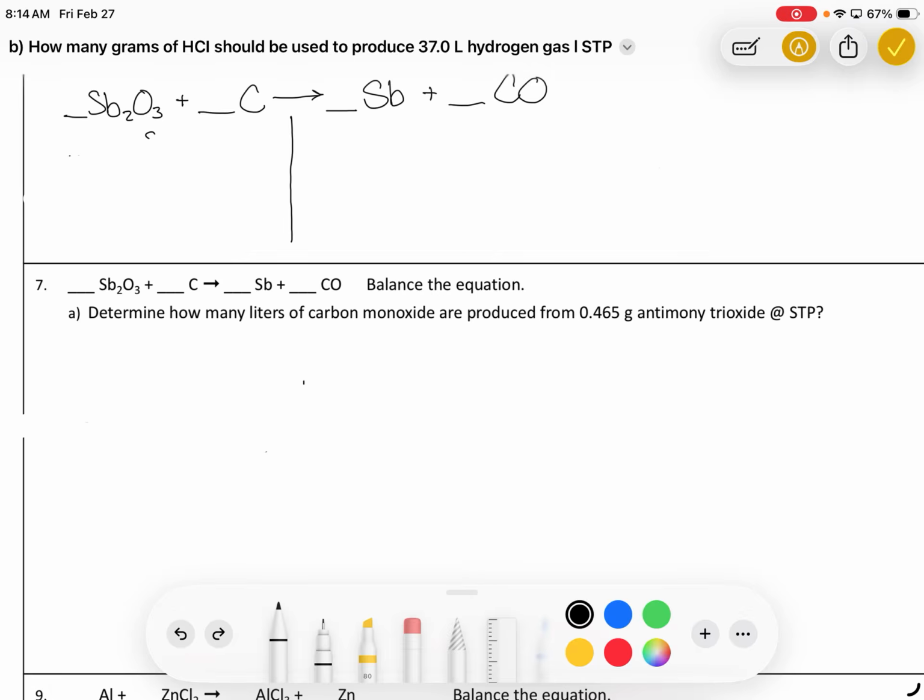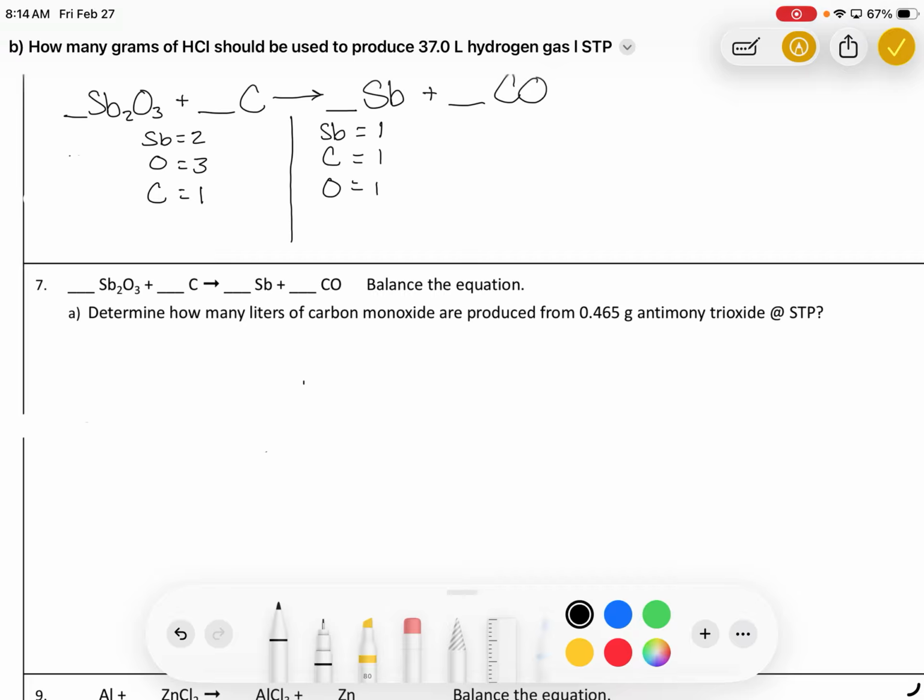Our first step is to go ahead and list out each one of the elements and identify how many of each we have. For antimony, on the reactant side, we have 2. The oxygens, we have 3. Carbons, we have 1. We get those numbers due to the subscripts. For antimony, we have 1 on the product side, 1 on the carbon side, and 1 on the oxygen side.